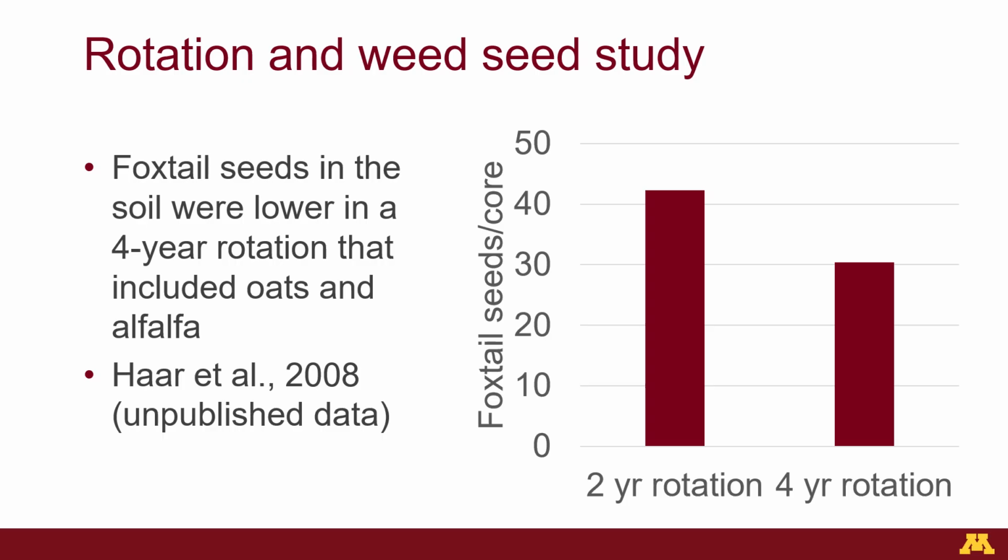The 2-year rotation had over 40 foxtail seeds per soil core, while the 4-year rotation had about 30 foxtail seeds per core. This unpublished data is from Har et al., 2008.